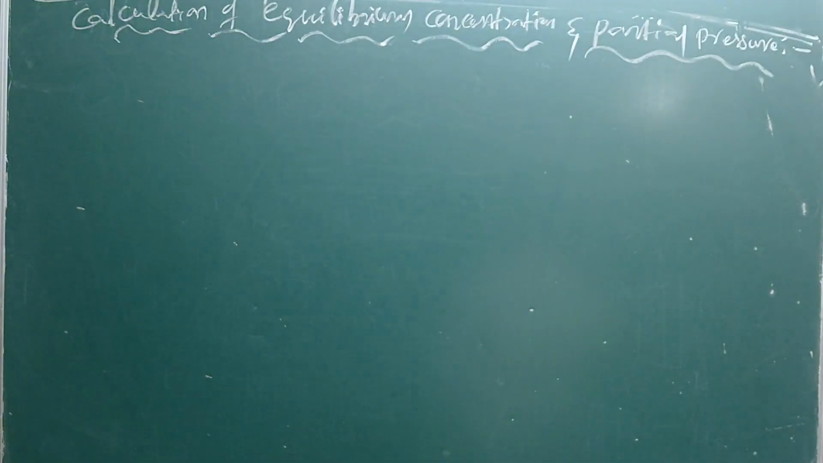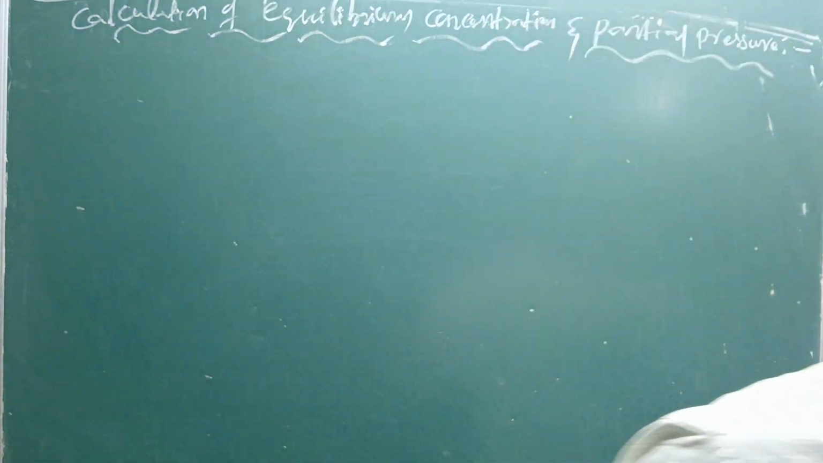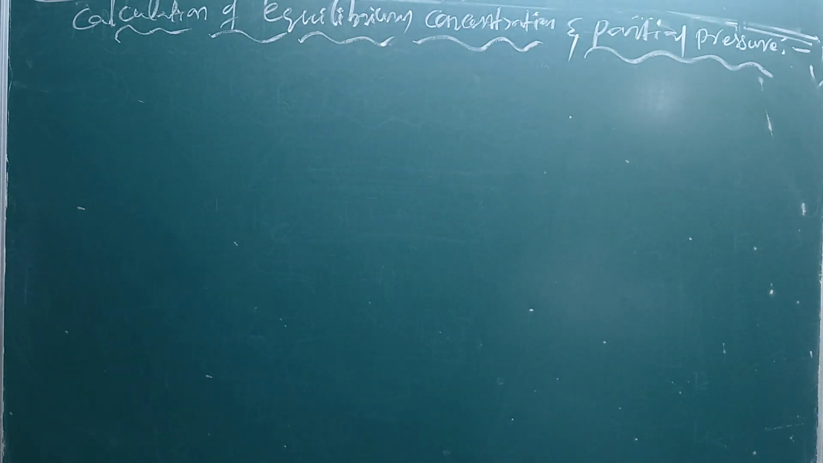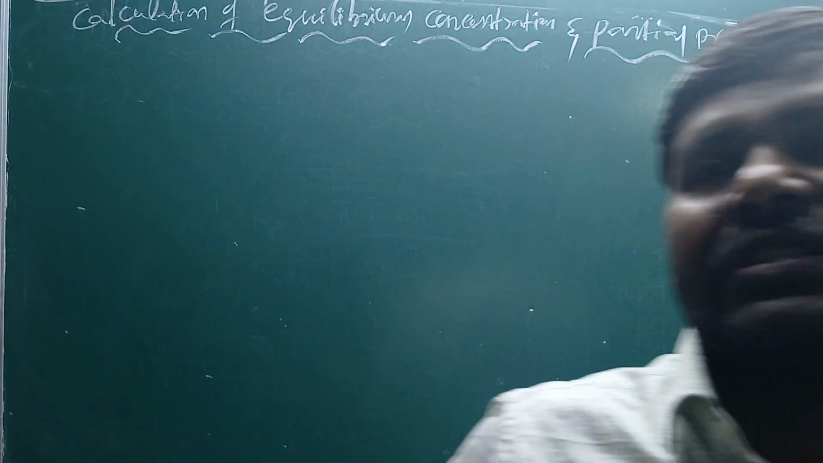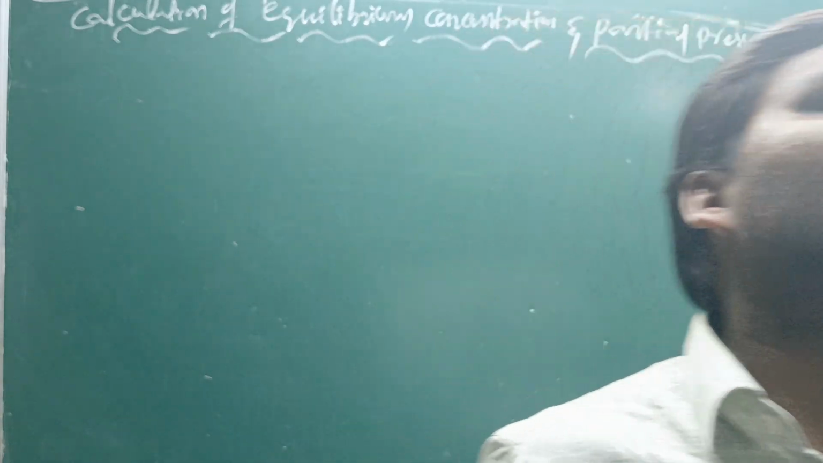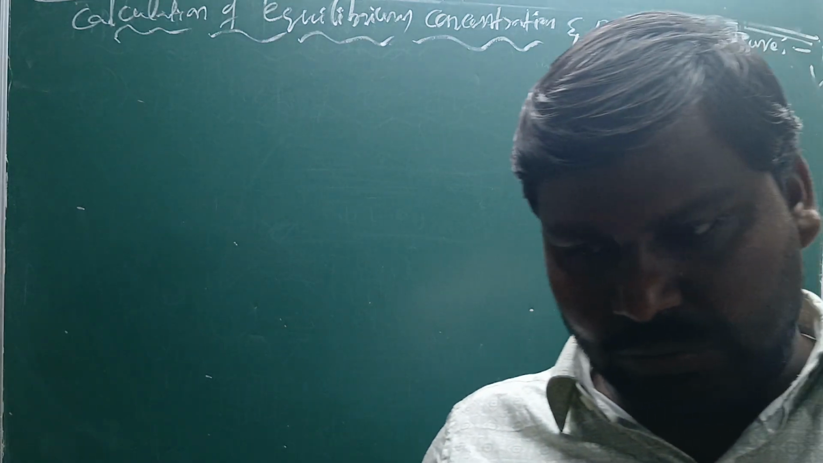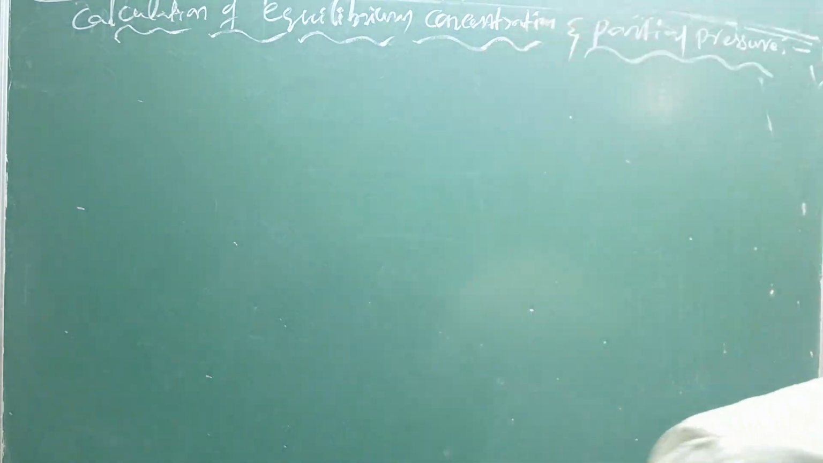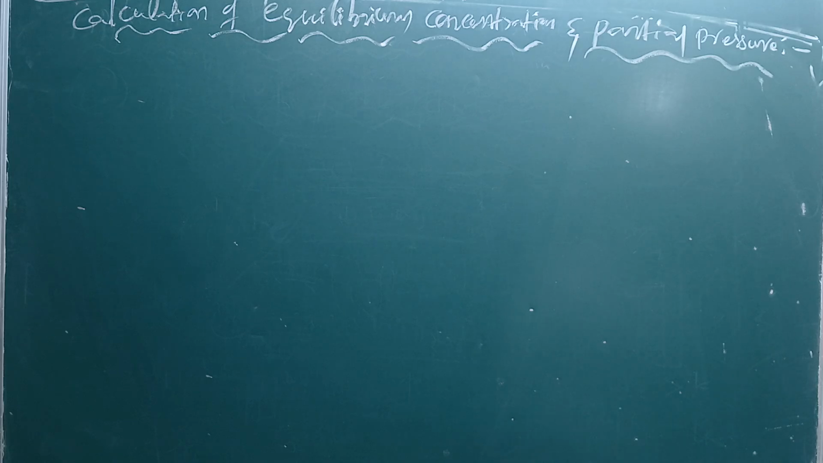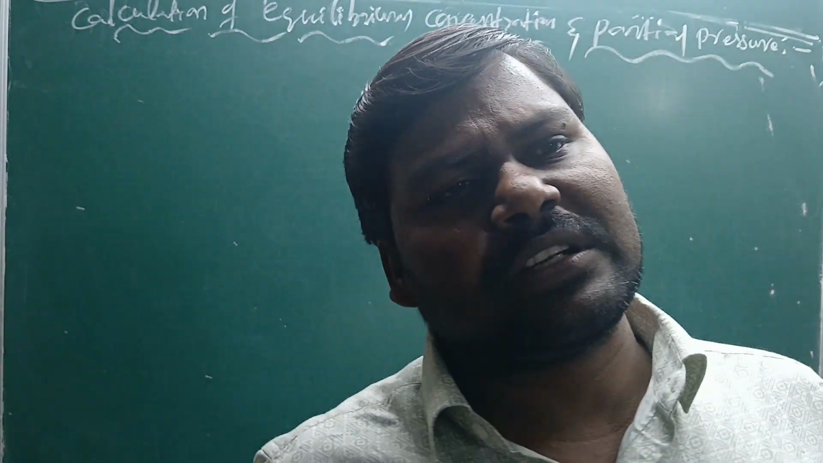Actually, if the equilibrium concentrations of various reactants and products are known in a reaction, the equilibrium constant can be calculated, like Kc and Kp. On the other hand, if the equilibrium constant is known, then we can find out the equilibrium concentrations. What are the steps involved in the calculation of equilibrium concentrations and pressure?